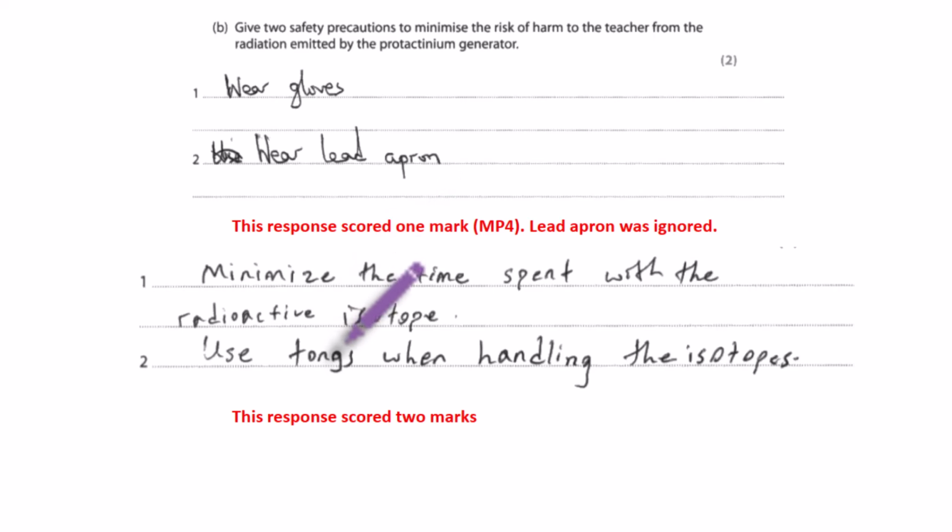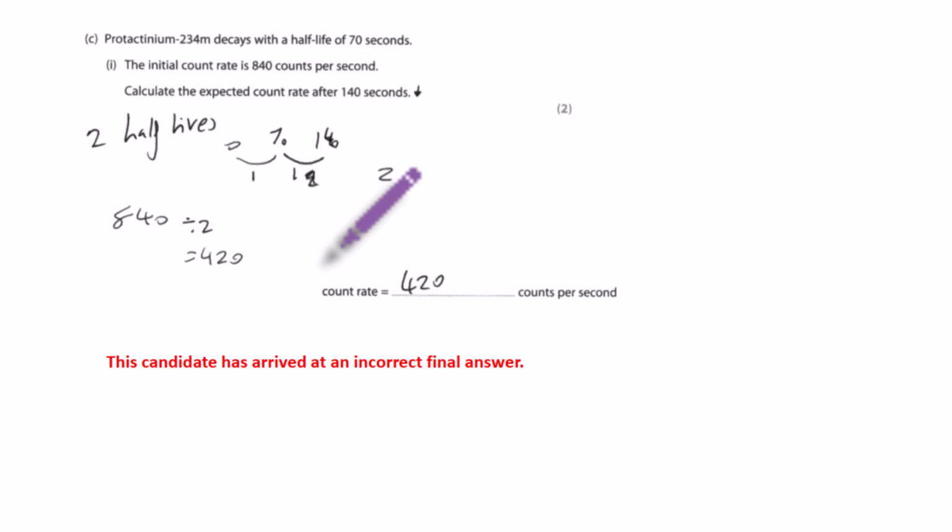Next, protactinium 234M decays with a half-life of 70 seconds. Calculate the expected count rate after 140 seconds. Again, this is one of the most common mistakes that students make in half-life calculations. Today I'll show you a method that is guaranteed to get you to the final and correct answer. And that is using graphs, everybody.